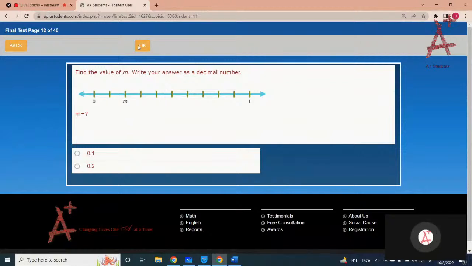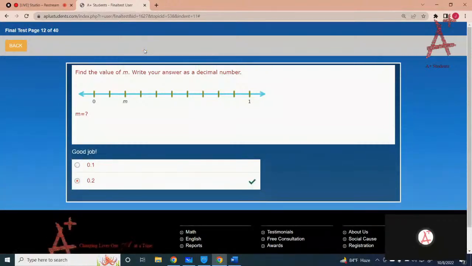Find the value of m. Write your answer as a decimal number. So for the value of m, you have to count the intervals from 0 to m. So you have just two intervals. That means it would be 0.2. Got it? Okay, the next one is find the value of m. Write your answer as a decimal number. So how many intervals? Yes, it is 0.2. It is the same in this one.